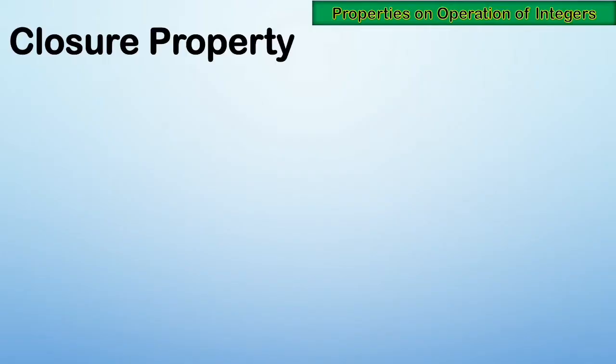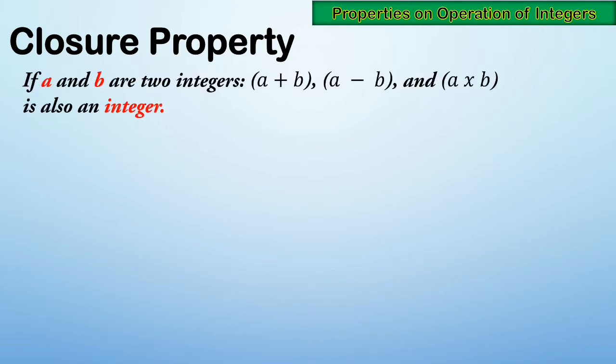The first one is the closure property. Operation of integers, the closure property. Ibig sabihin, if A and B are two integers, A plus B or A minus B, A times B is also an integer. Okay? Ibig sabihin, kung i-add natin yung dalawang integers, ang sagot integers. Kapag i-subtract natin yung dalawang integers, ang sagot integers. Kapag i-multiply natin yung integers, then ang sagot integers. That is a closure property.